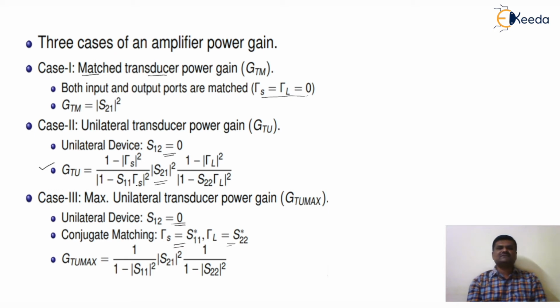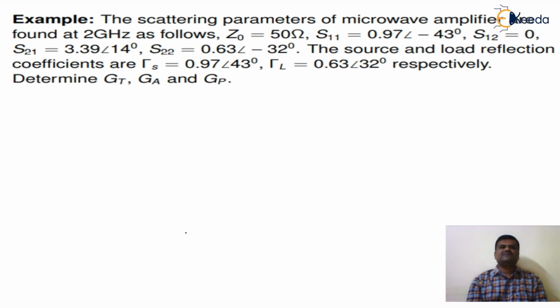Put into this equation, then the equation becomes 1 divided by 1 minus S11 multiplied by complex conjugate of S11, which is mod S11 square. Then mod S21 square as usual, and the second part is 1 divided by 1 minus, replacing gamma L by complex conjugate of S22, mod S22 square. So these are the formulas to be used for matched transducer power gain, unilateral transducer power gain and maximum unilateral transducer power gain. Let's see the example.